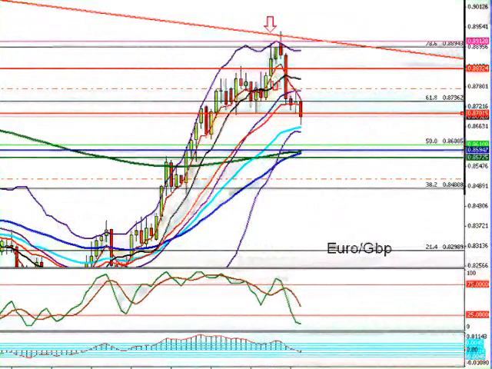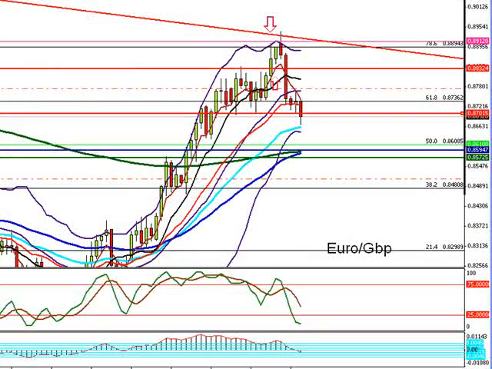This is the Euro GBP on a daily chart. I'll show you the weekly in a moment. This is the move we caught last week. We caught this to sell at 89.12, and this has turned out to be the move of the week.